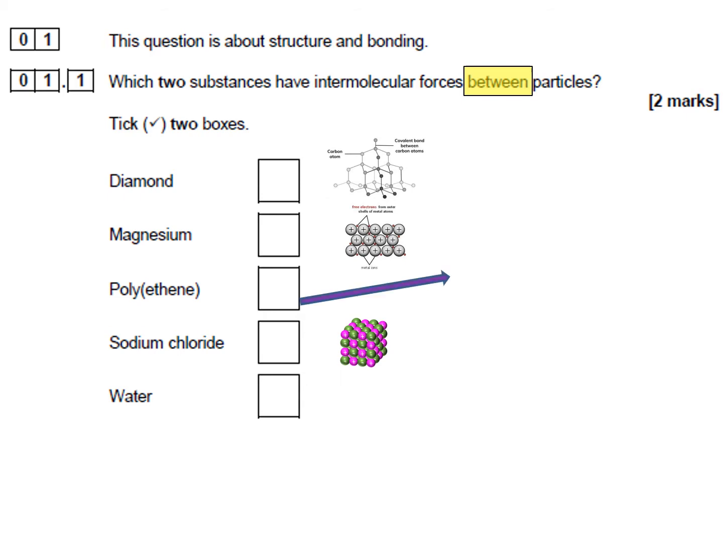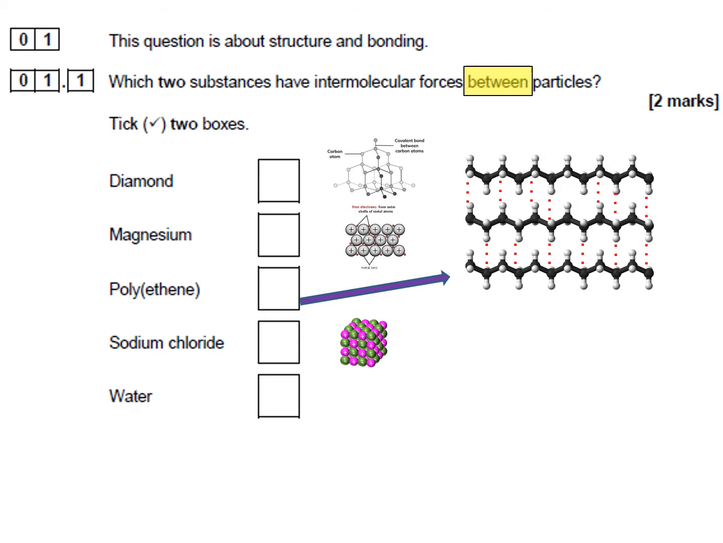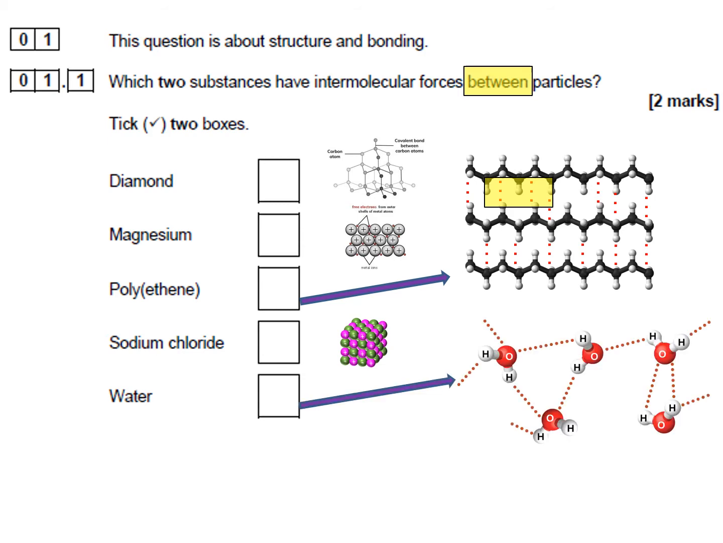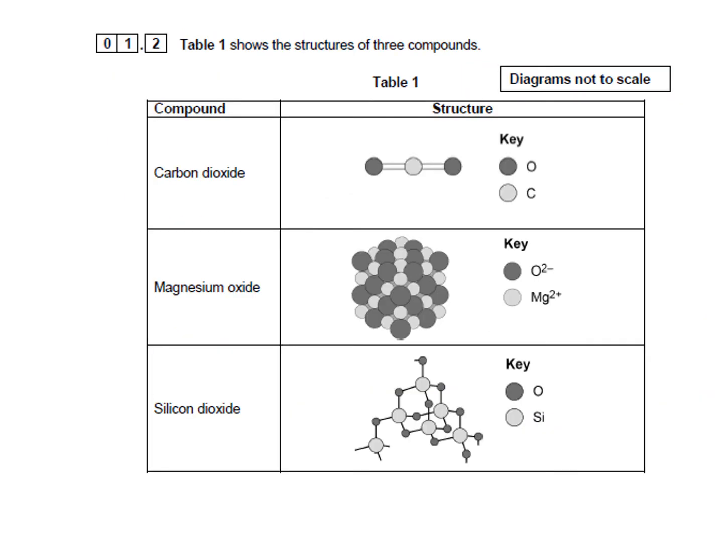Looking at polythene, it's made up of small molecules linked together by those red dotted lines, which are the intermolecular forces, and water, even smaller molecules, is H2O with the intermolecular forces between those molecules. So clearly our answers to our question are polythene and water.